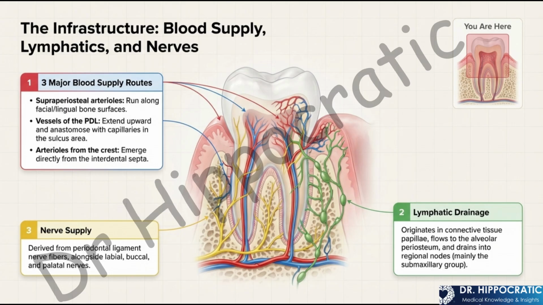If a massive piece of food is pressing hard against the side of your gums, cutting off the surface blood flow, the tissue doesn't die. It just switches routes. Exactly. It just pulls oxygen from the secondary vessels coming up from the bone or the ligament. It's a failsafe. And where there's blood flow, there must be drainage. The lymphatic vessels drain the waste away to your regional nodes, mainly the submaxillary. Meanwhile, the nerves derive from periodontal ligament fibers and provide the sensory feedback so you know exactly how hard you are biting. Everything is connected. Now coming to next slide.